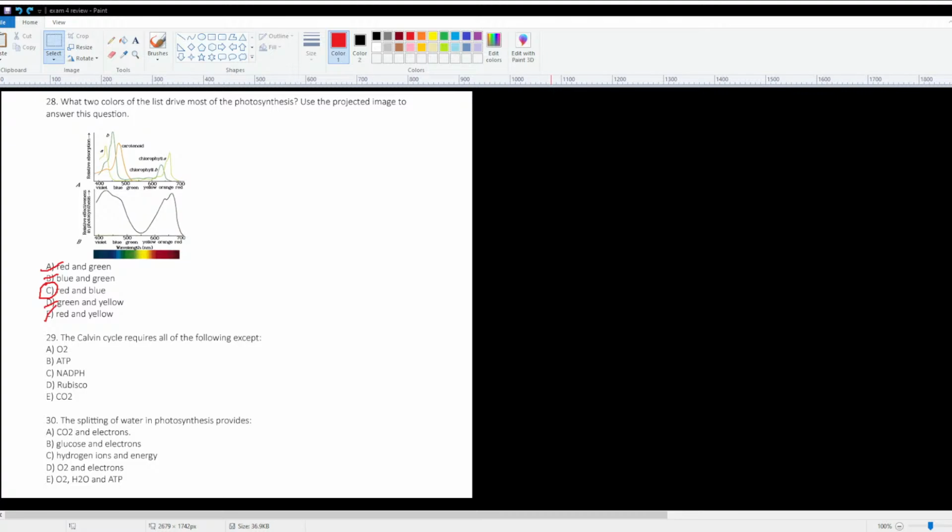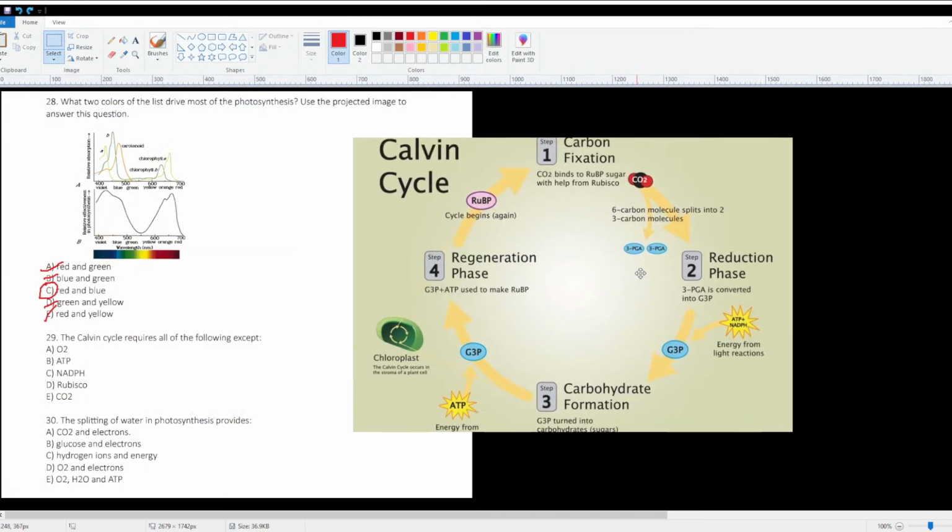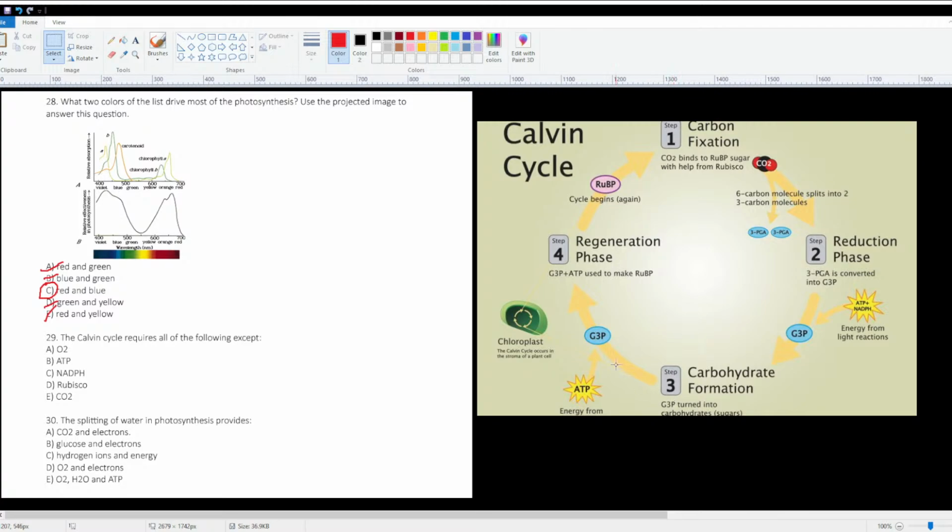Okay, this is perfect. So this is the Calvin cycle, right? We talked about how important Rubisco is. Rubisco is definitely something we need. CO2 is definitely very important. CO2 is what makes up the sugars. CO2 very important, Rubisco very important, NADPH also important. So we need all of these.